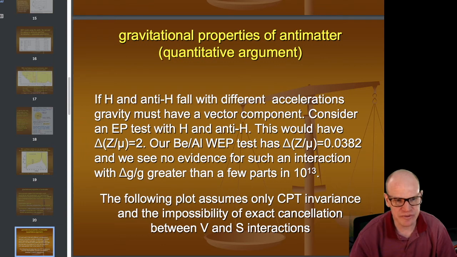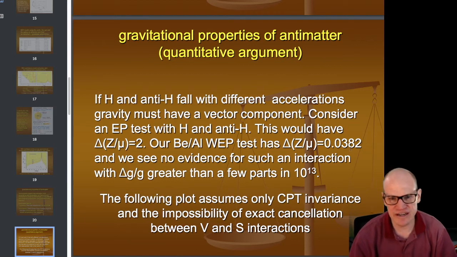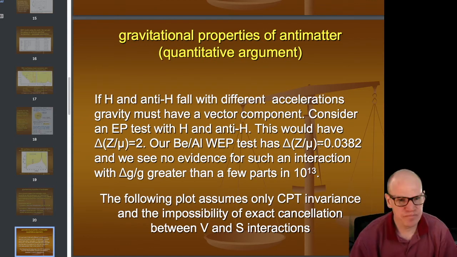They'd be maximally different from each other. The beryllium and aluminum is not maximally different from each other, but they are different from each other, at what, like 2%. So it has 2% of the strength of the difference. Nevertheless, that difference is still there.